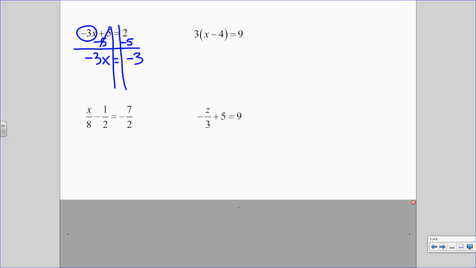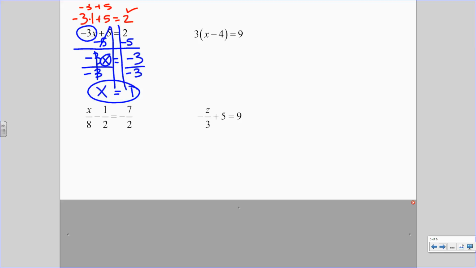My next step is to look at my variable and see what's happening to it. It's being multiplied by a negative 3. The opposite of multiplication is division, so I would divide by a negative 3. These cancel out, leaving an x, and negative 3 divided by negative 3 is a positive 1, so that would be my answer. I can check that. Is a negative 3 times 1 plus 5 equal to 2? Well, negative 3 times 1 is negative 3, and negative 3 plus 5 does equal 2.